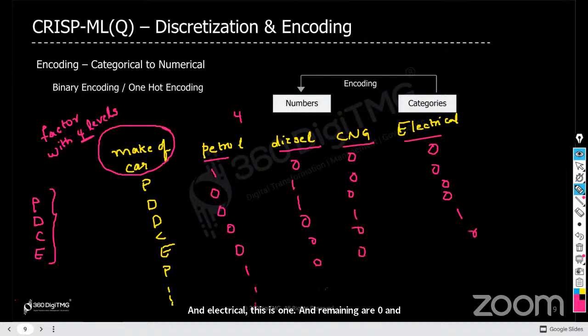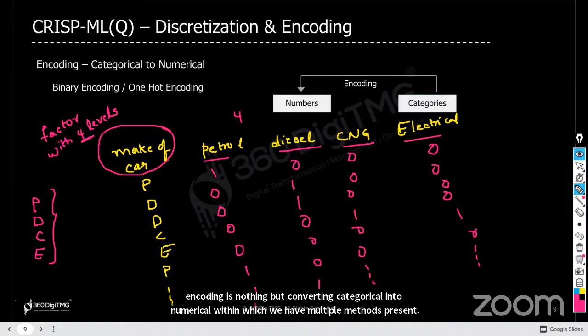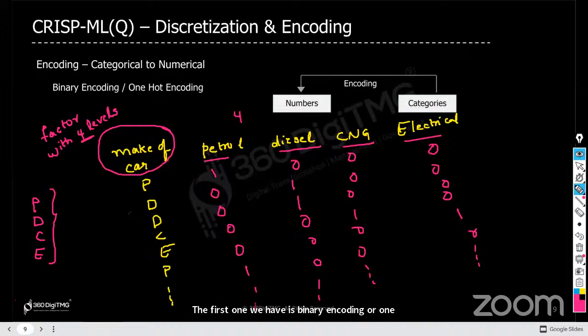And so on. This is how we will do the process called one hot encoding or binary encoding, which is one of the encoding techniques present. So encoding is nothing but converting categorical into numerical, within which we have multiple methods present. The first one we have is binary encoding or one hot encoding. As the name indicates, binary is nothing but zeros and ones. We are converting the categorical data into numerical based on zeros and ones.